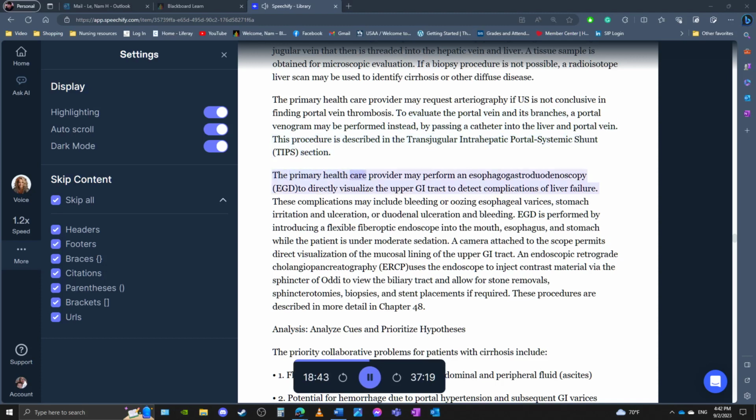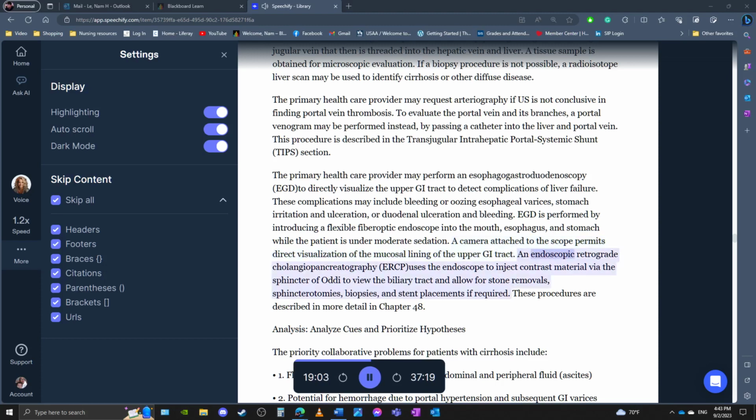The primary healthcare provider may perform an esophagogastroduodenoscopy to directly visualize the upper GI tract to detect complications of liver failure. These complications may include bleeding or oozing esophageal varices, stomach irritation and ulceration, or duodenal ulceration and bleeding. EGD is performed by introducing a flexible fiber optic endoscope into the mouth, esophagus, and stomach while the patient is under moderate sedation. A camera attached to the scope permits direct visualization of the mucosal lining of the upper GI tract.